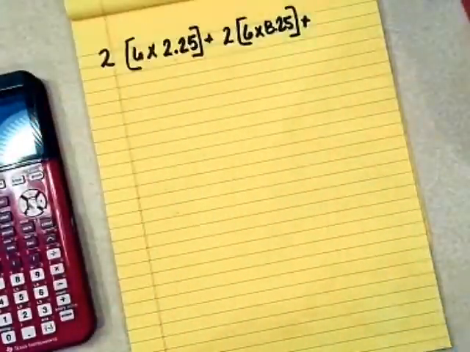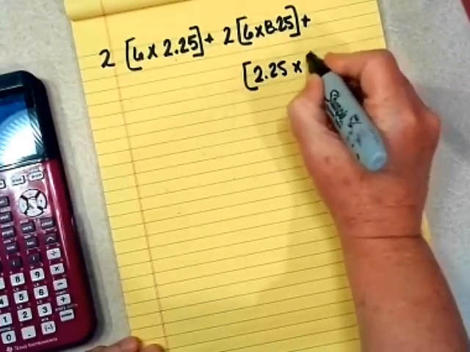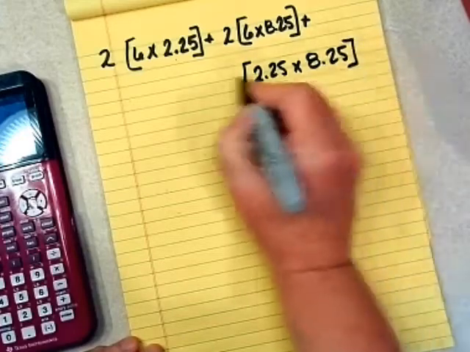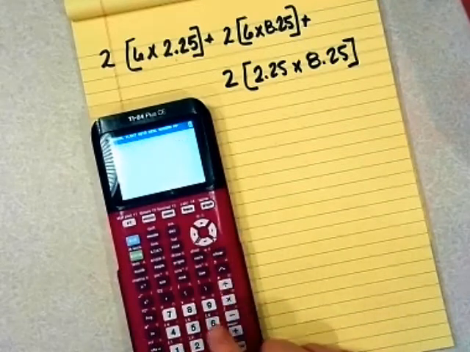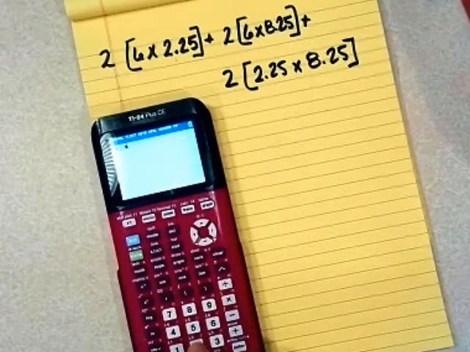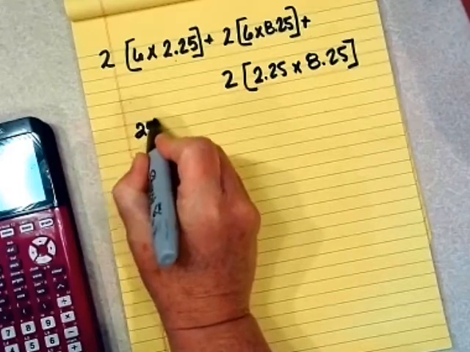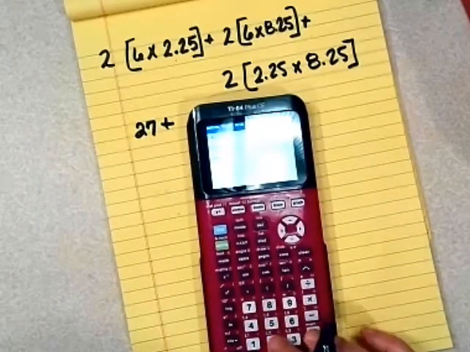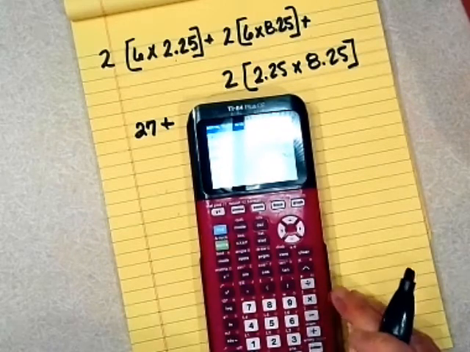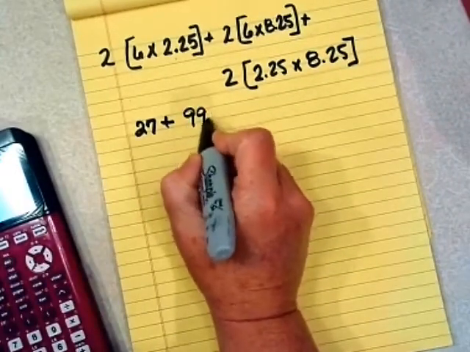So I may run out of room on that line. I have 2.25 times 8.25, and I have 2 of those sides as well. So I'm going to multiply each of these together. 6 times 2.25 is 13.5 times 2 is 27. So the first one comes up to be 27. The second one, 6 times 8.25 is 49.5 times 2 is 99.